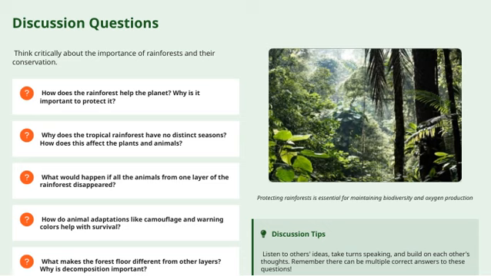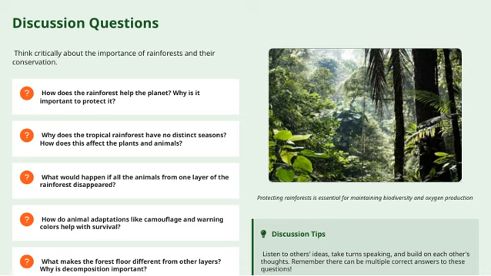Let's also consider how animal adaptations like camouflage and warning colors help with survival. Camouflage helps animals hide from predators, making it easier for them to stay safe. Warning colors, on the other hand, often signal that an animal is toxic or dangerous, deterring potential threats. These adaptations are vital for the survival of many species.